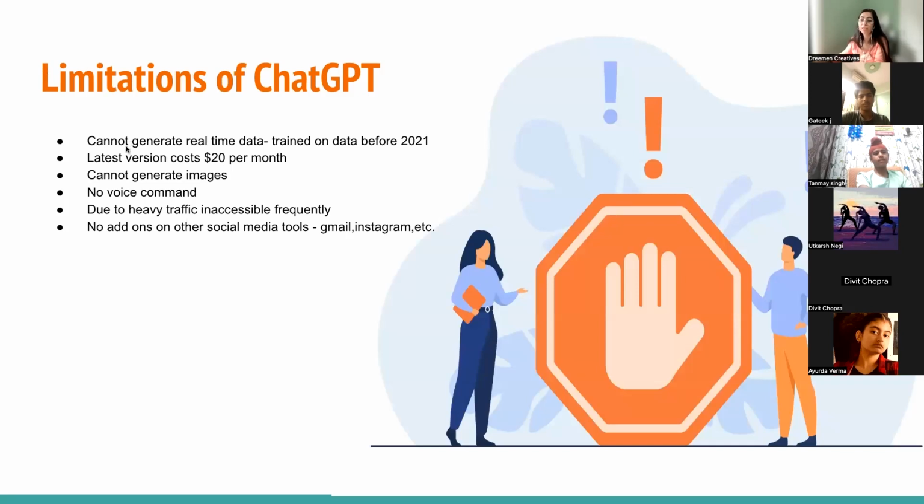Okay. So ChatGPT also has limitations. It cannot generate real-time data because it is trained on data before 2021. If you want the upgraded version, which has the latest data, it's a paid subscription, ChatGPT Plus, which costs $20 per month. It cannot generate images. It cannot understand voice commands. In some places, due to heavy traffic, it's not accessible. And like we are used to having add-ons with Chrome browsers and Gmail, there are no add-ons available as of now, but I think in future they will have.